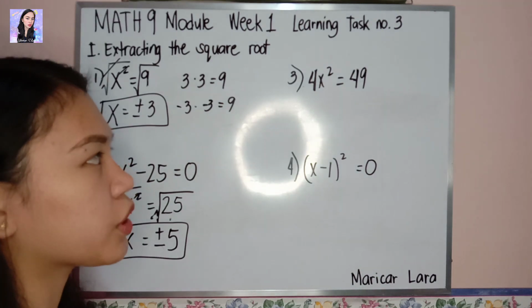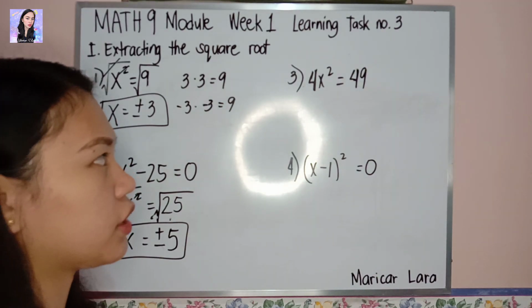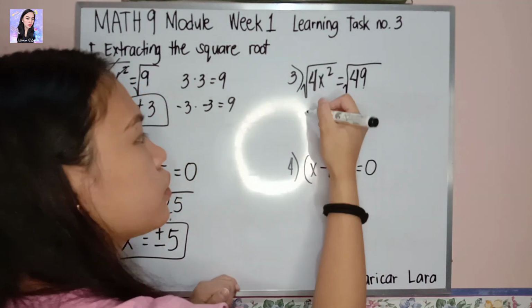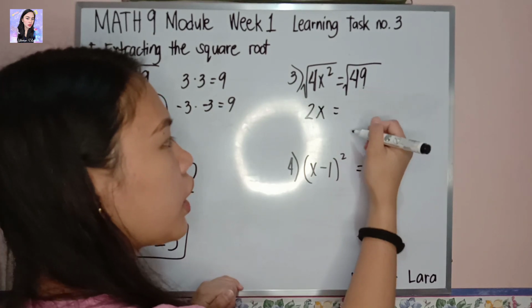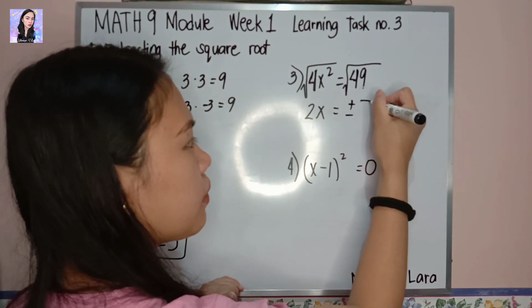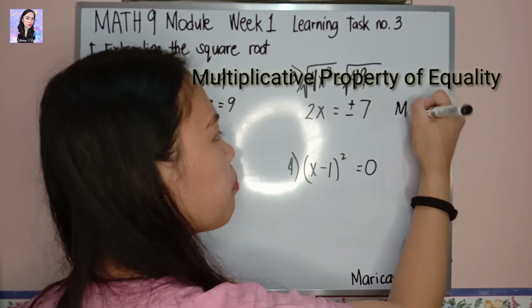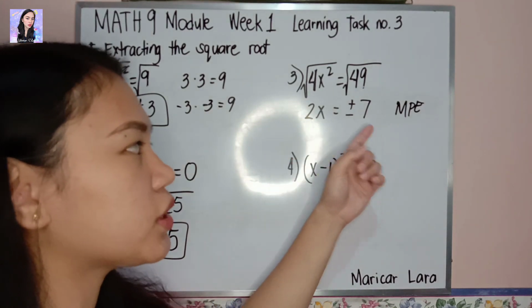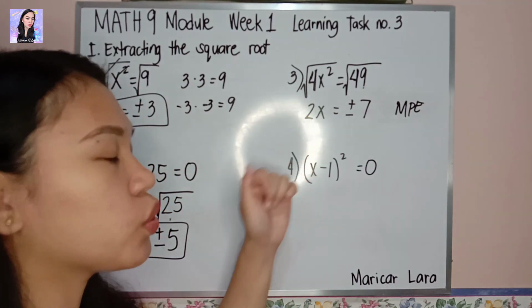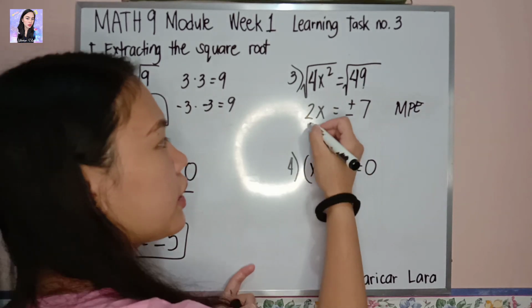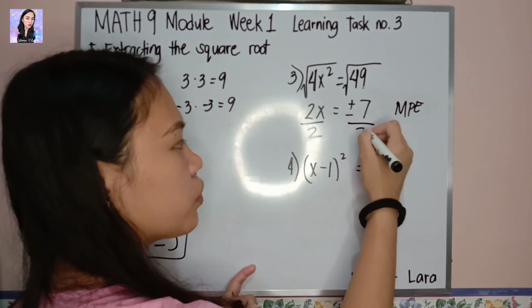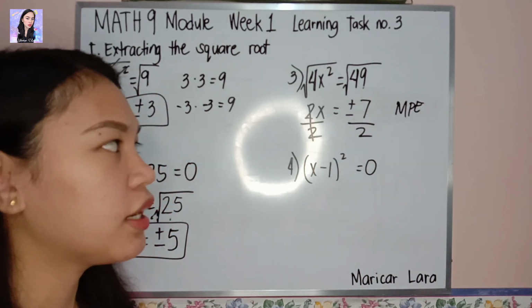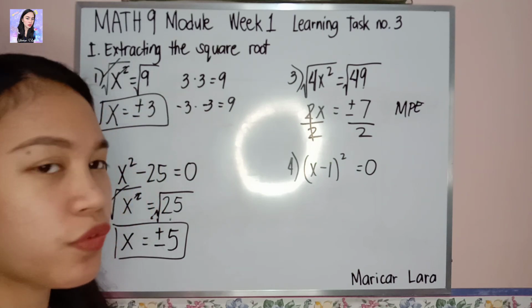Okay, so let's move on to number 3. 4x squared equals 49. So we will just extract the square root. So, the square root of 4x squared is 2x. And the square root of 49 is positive and negative 7. And then, i-apply natin yung MPE or multiplication property of equality. So, mag-multiply lang tayo both sides ng reciprocal ng 2. Or pwede naman parehas na lang i-divide sila sa 2. Para maka-cancel, x na lang ang matitira. So, we will have positive 7 over 2 and negative 7 over 2.